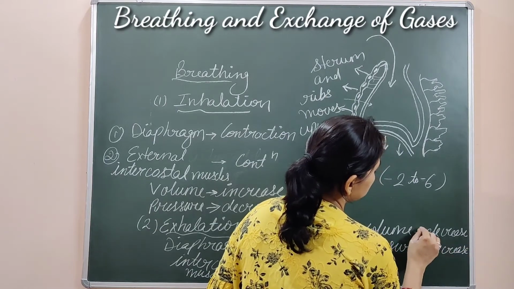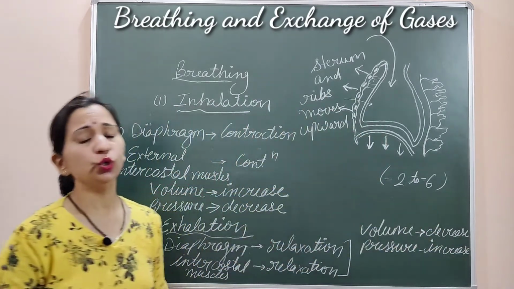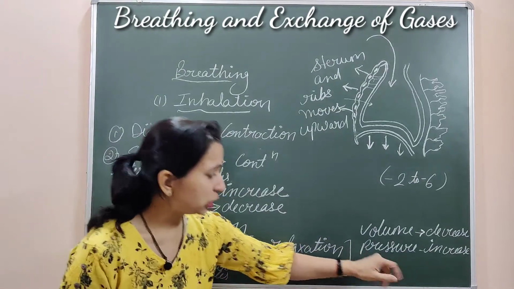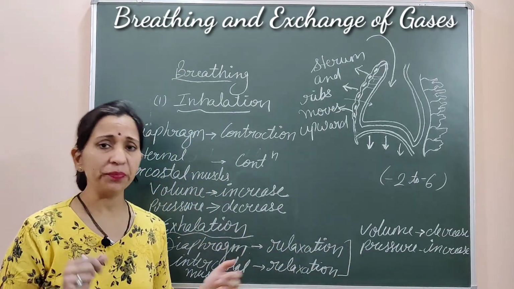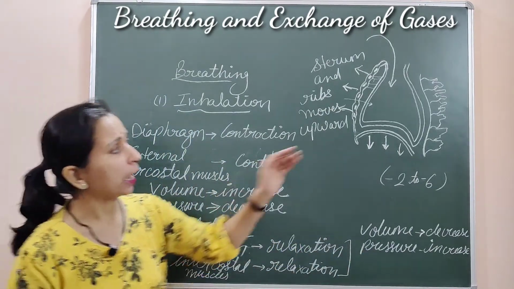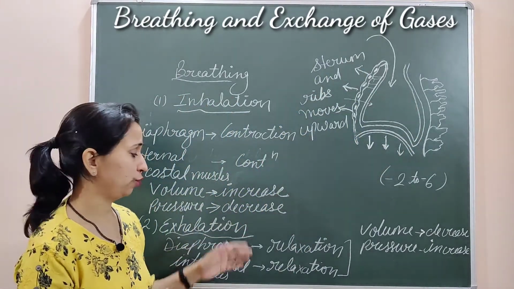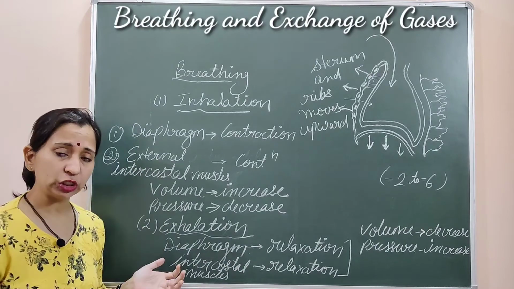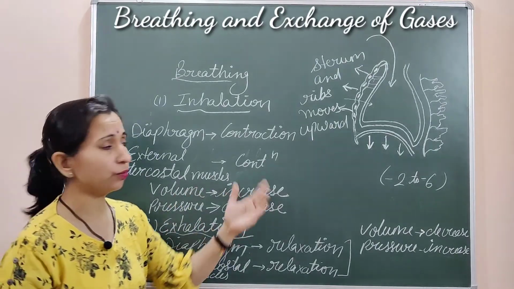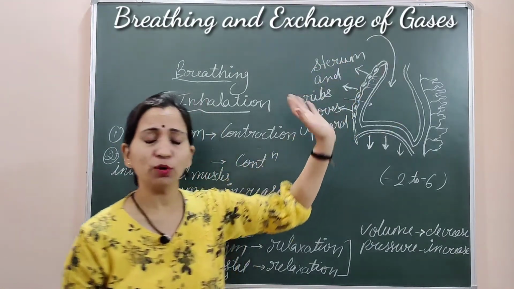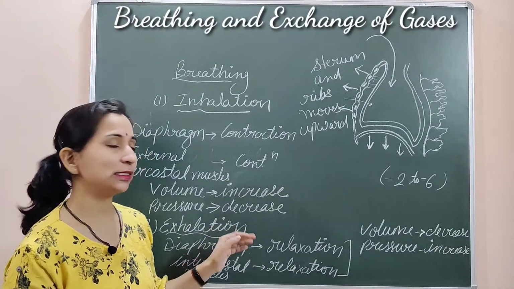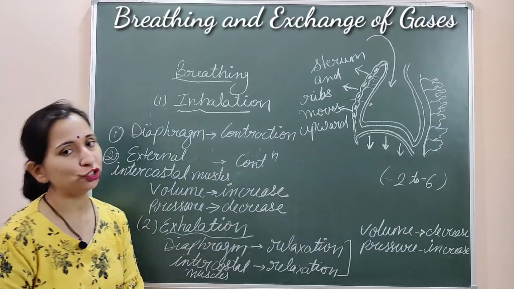Pressure will increase. And due to this increased pressure, air will move again from its high pressure to its low pressure, and it will automatically come out to the atmosphere. That will be called exhalation. This movement of air from the lungs to the atmosphere is what we call exhalation. So finally, the exhalation will happen.